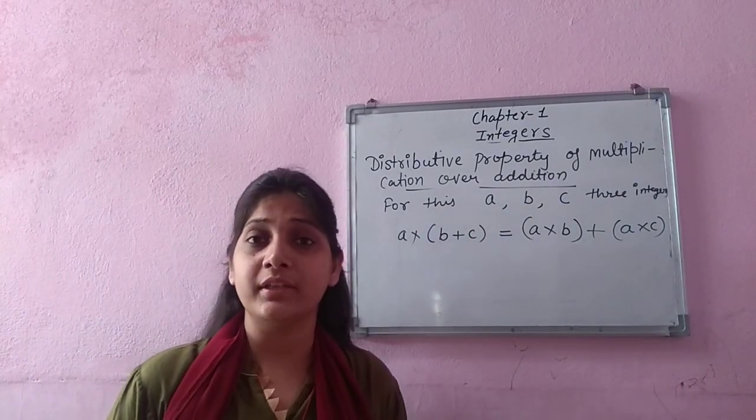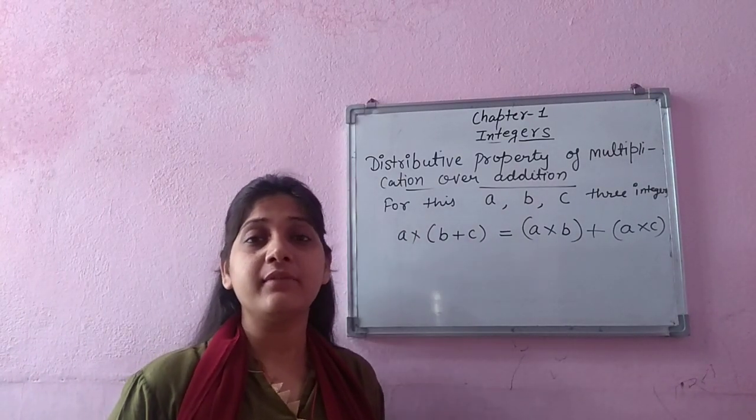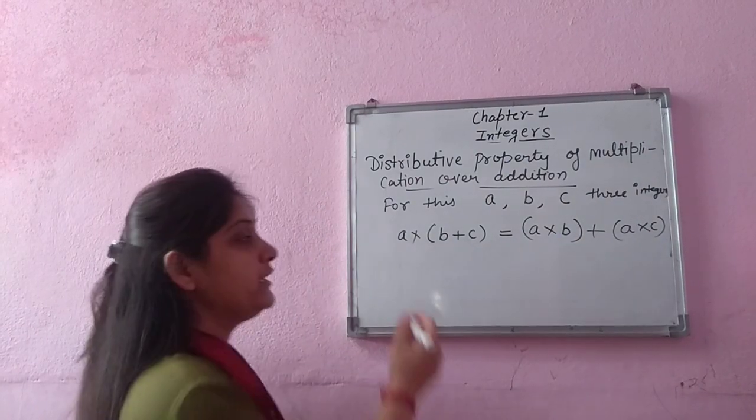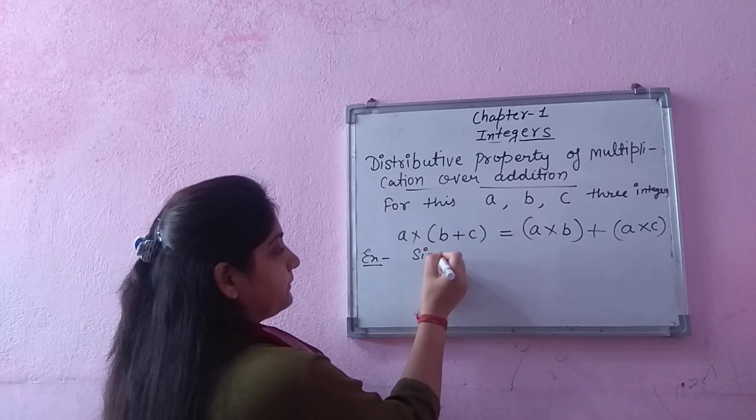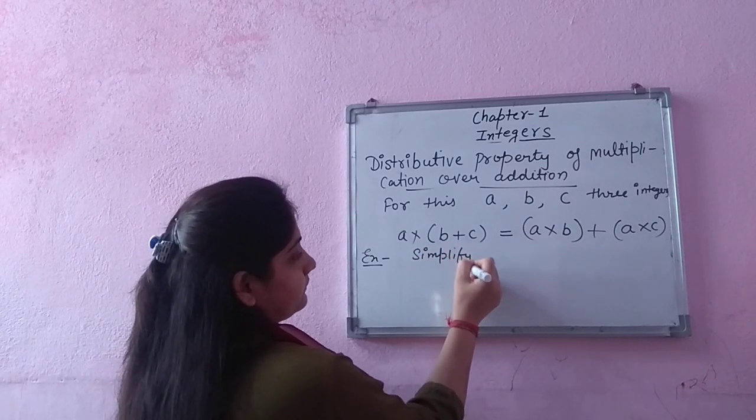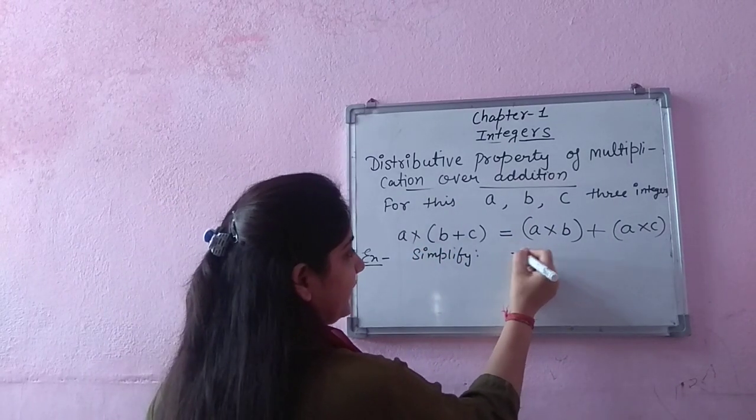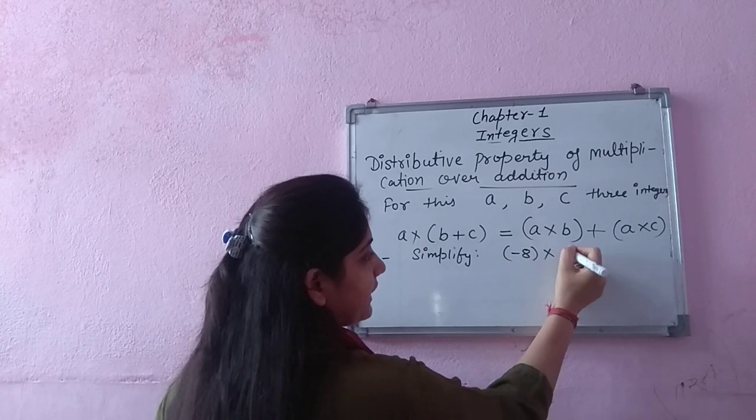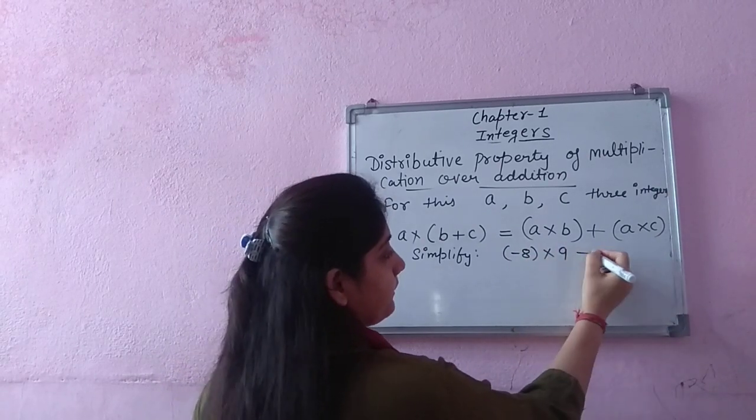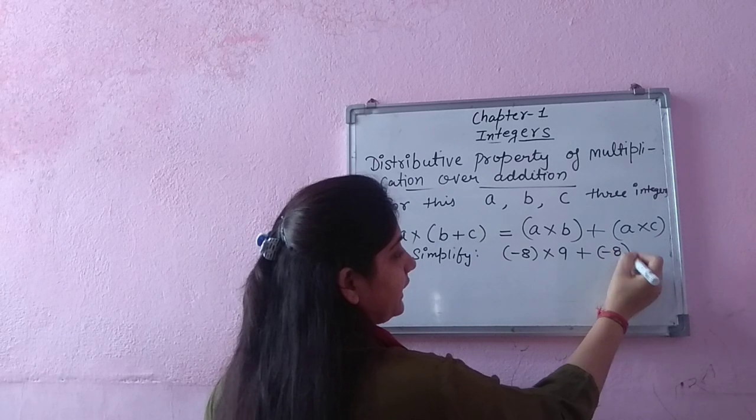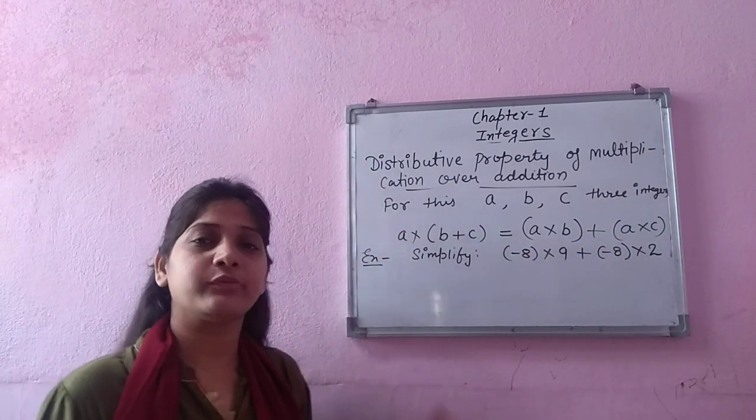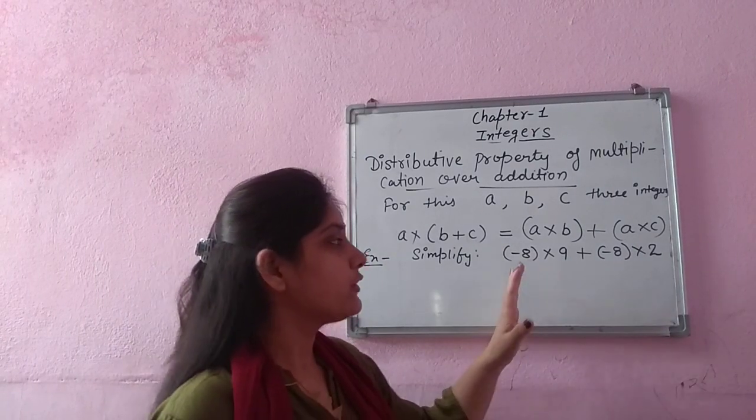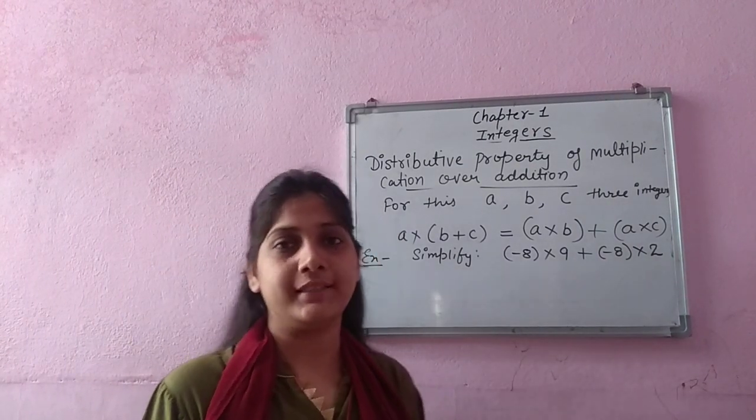Any question is given and it is saying that simplify using distributive property. So I am giving the same question to you, that simplify -8 multiplied with 9 plus -8 multiplied with 2. First of all, I am taking a very simple question. So what are the steps to solve this question?